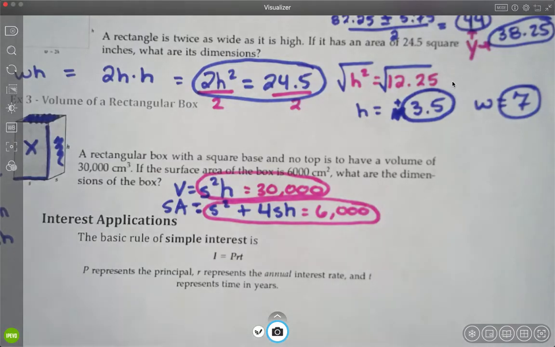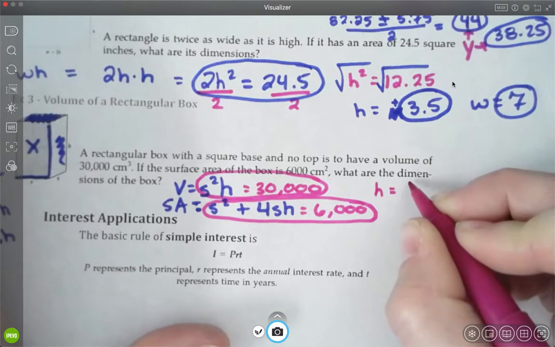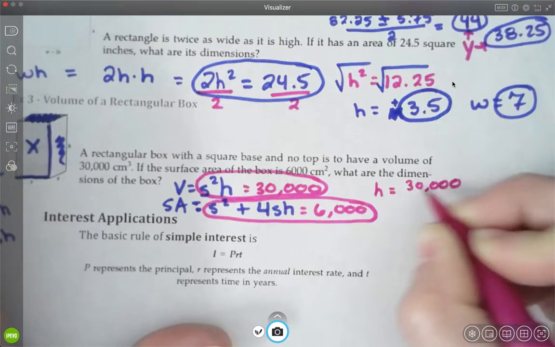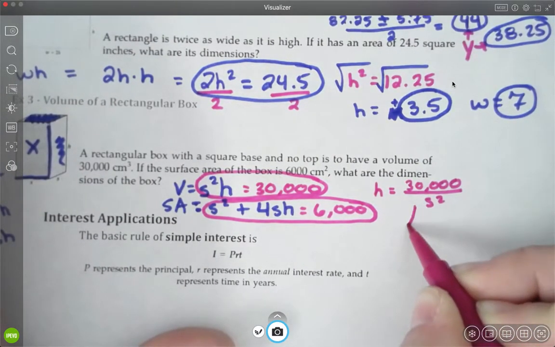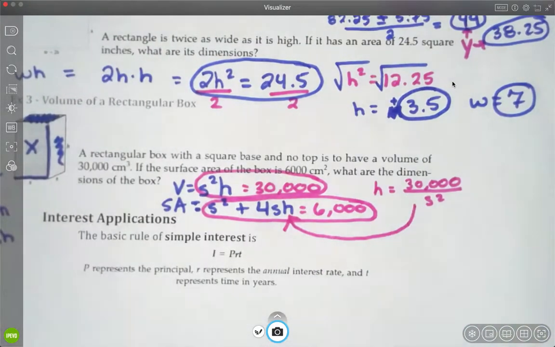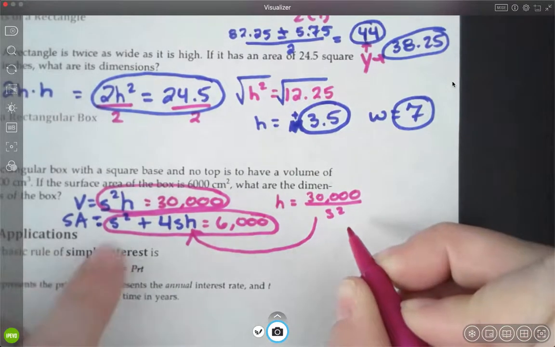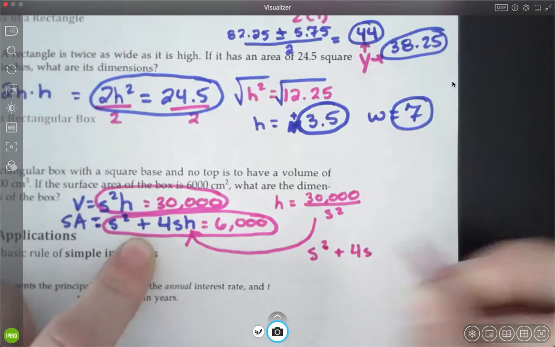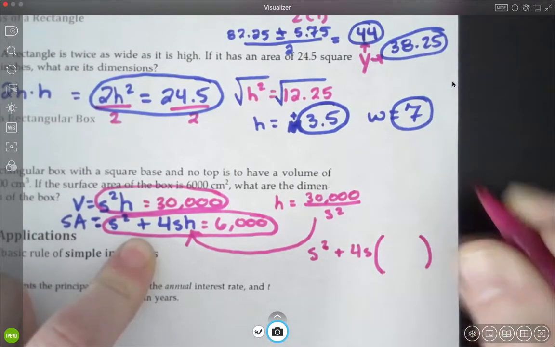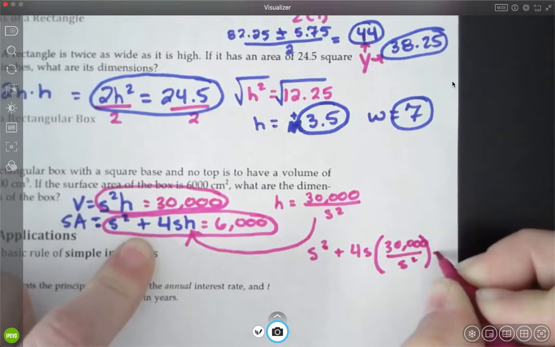That's the easiest, okay? So H is equal to, how do I get rid of the S squared? 30,000 divided by S squared, right? Okay, so this H is going to go in right there, right? So let's write out what it looks like. I have S squared, it's going to stay, plus 4S times 30,000 over S squared equals 6,000.